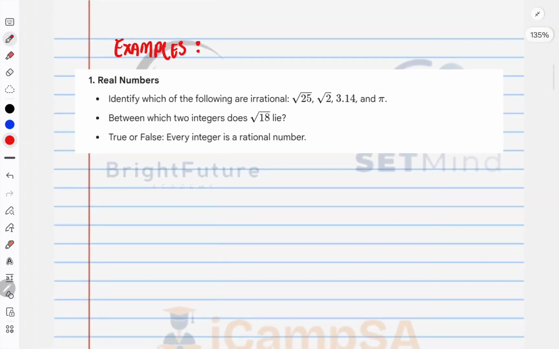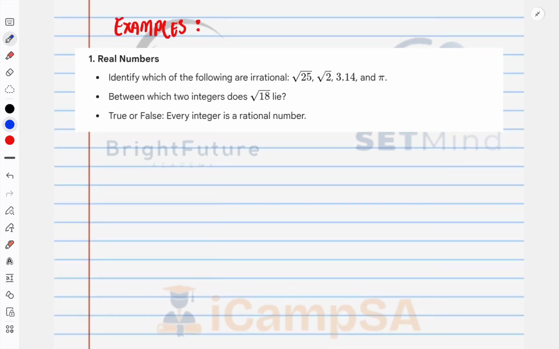Okay, example number 1 deals with real numbers. We are asked to identify which of the following are irrational. Remember that irrational numbers cannot be written as fractions. When dealing with such, we simply punch the number on the calculator and see if it can in fact be written as a fraction. That is a way of testing if a number is irrational. If it can be written as a fraction, then it is rational.